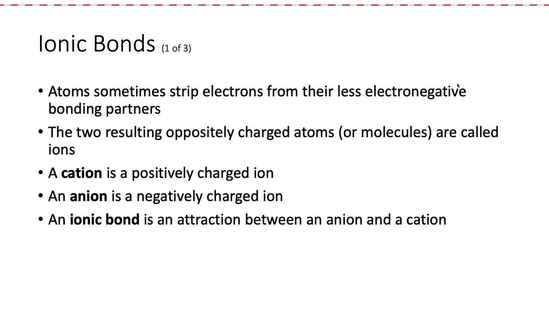So those two atoms become oppositely charged. The one that gets the electron has a more negative charge, and the one that's lost its electron has a more positive charge. That makes them ions when they have a charge. And there's a couple of types of ions. You can have a cation that's positively charged and an anion, which is negatively charged. Cations are attracted to anions and they form an ionic bond.